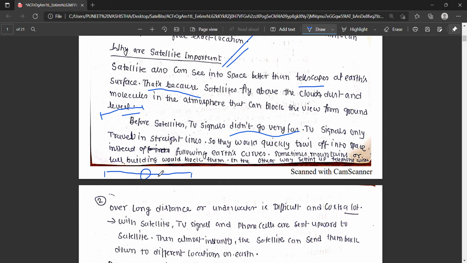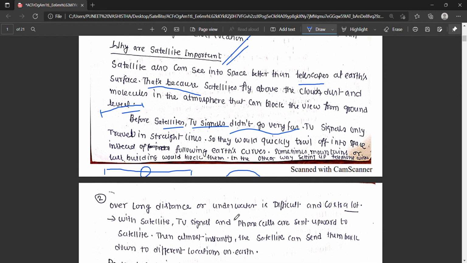But in the case of TV signals and satellites, if we are communicating with just two towers, there can be a problem, because earth, as you all know, is not flat. It is spherical in shape, or you can say elliptical in shape. So there can be a blockage in the line of sight of the towers, and it is very important that satellites are used in such cases. So this is all about why satellites are important.